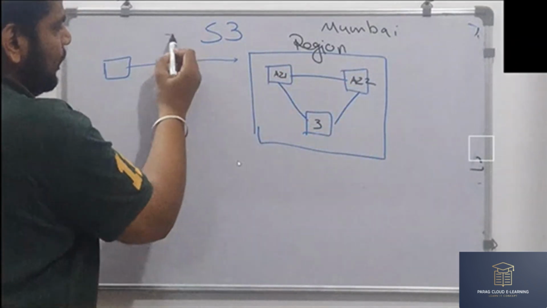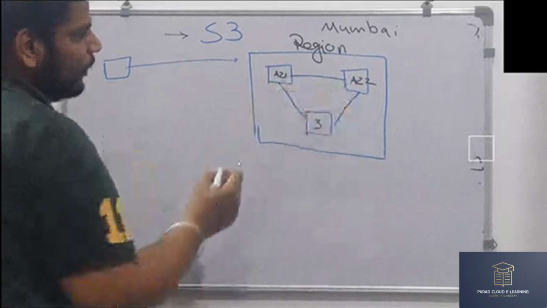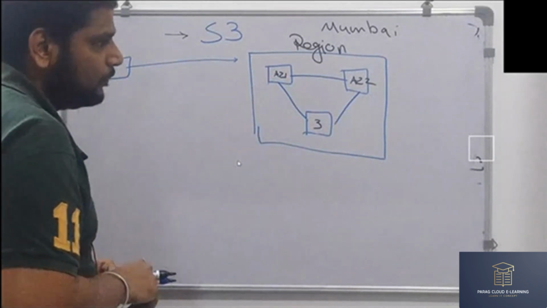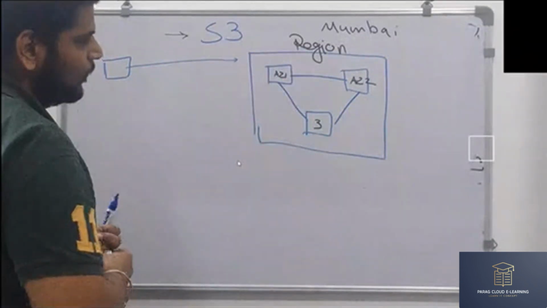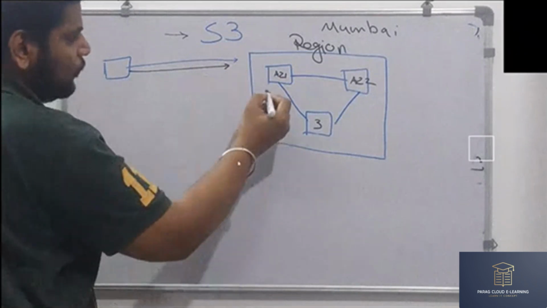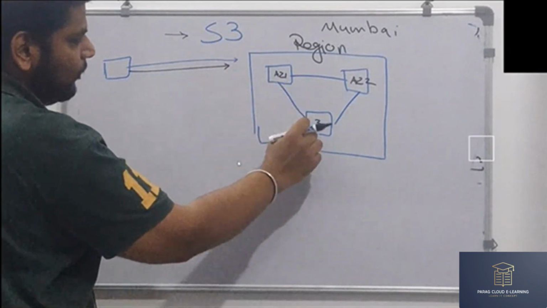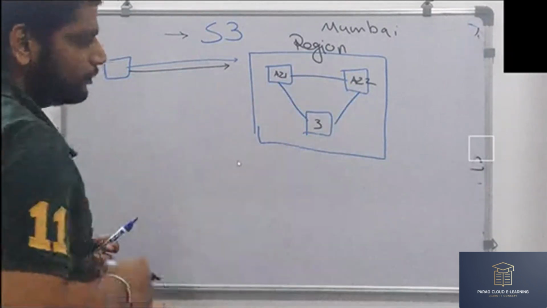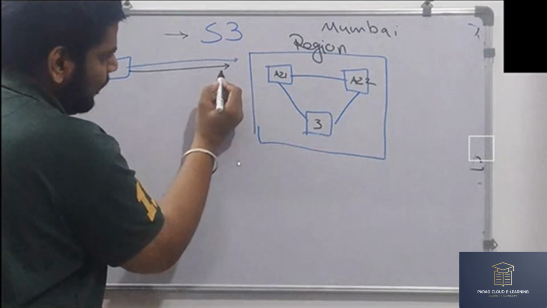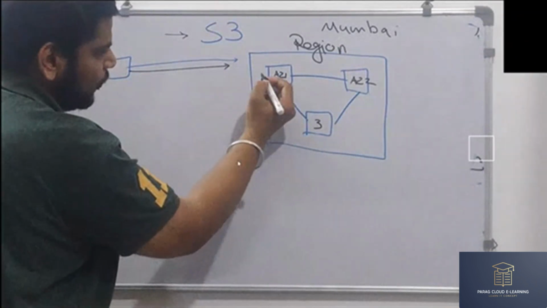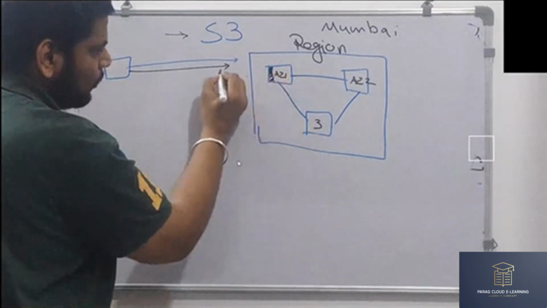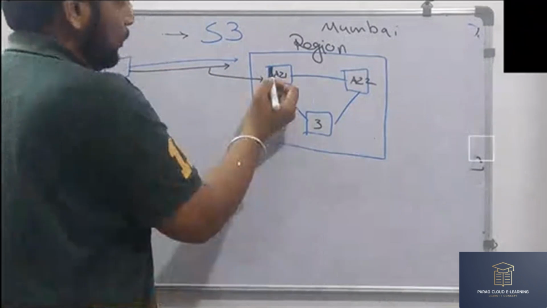When you upload your data, are we selecting an availability zone when creating the S3 bucket? When we are creating an S3 bucket, are we selecting an availability zone? We are just selecting the region, right? So when I upload a file in an S3 bucket, Amazon will randomly select any of the availability zones, and your file will be uploaded. So let's say nearby right now this availability zone is there. So your file will be uploaded here.